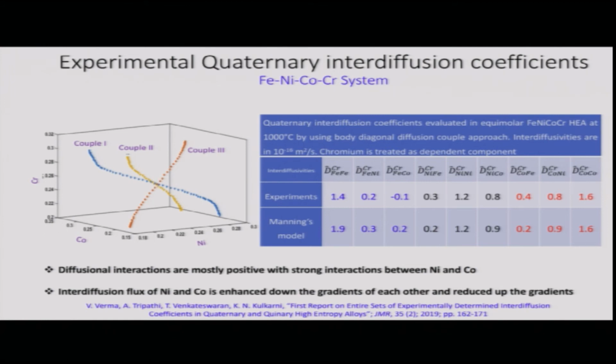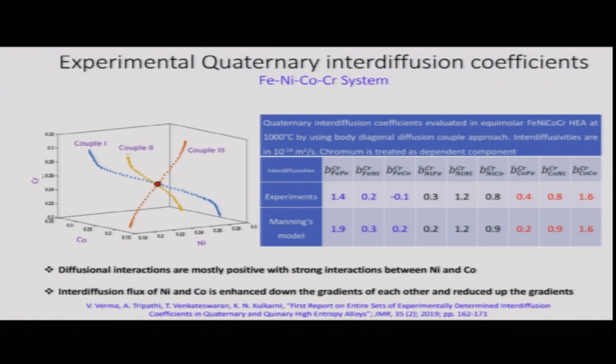You can see the 3 diffusion paths of the 3 couples, couple 1, couple 2, couple 3, they are intersecting at one common composition, and the composition uncertainty of intersection was less than 0.1 atom percent, which is well within the experimental error. So, we can set up the desired 9 independent equations and solve for 9 quaternary interdiffusion coefficients at the equimolar composition, and we obtained the 9 coefficients to be as listed in this table here.